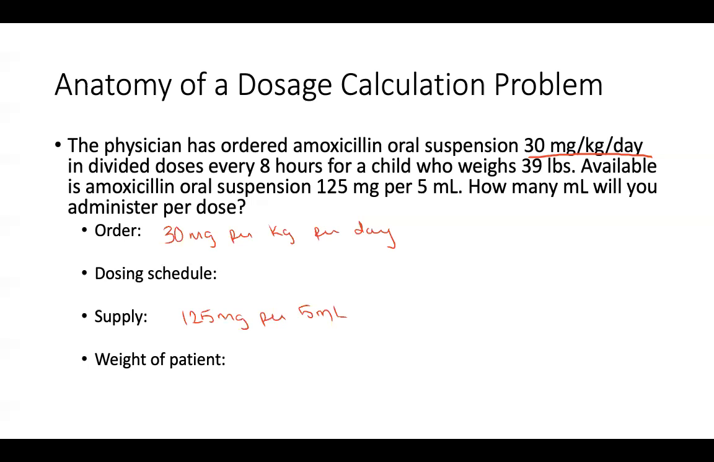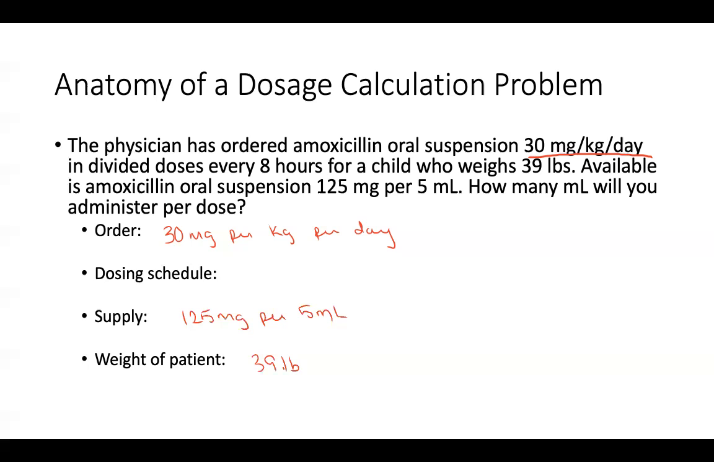We need the weight of the patient. That makes sense, right? If we're going to calculate a dosage based on the weight of the patient, we need the weight of the patient. So the patient weighs 39 pounds. And then the dosing schedule. Again, we want to compare. If it doesn't match, we know we have to do a little bit of extra calculation when we solve this problem.